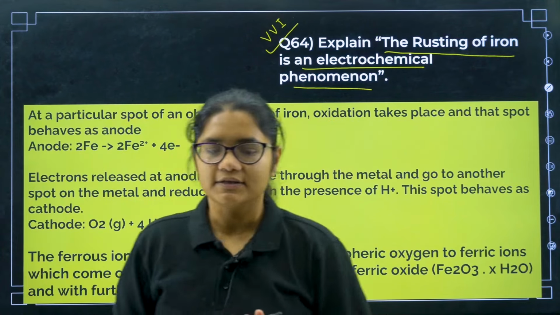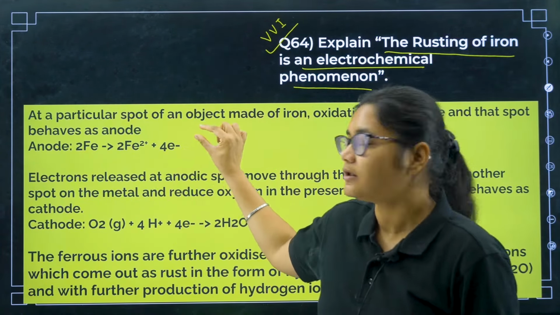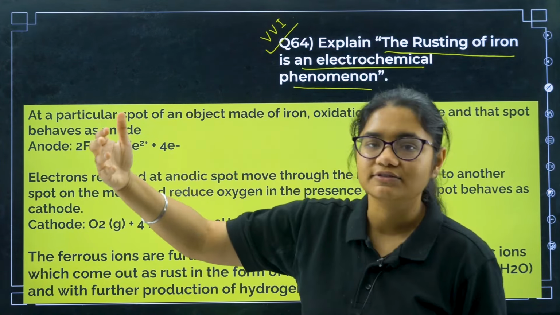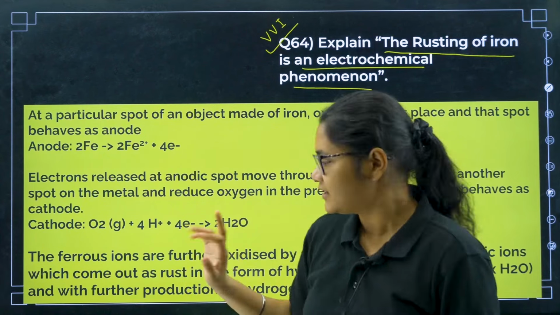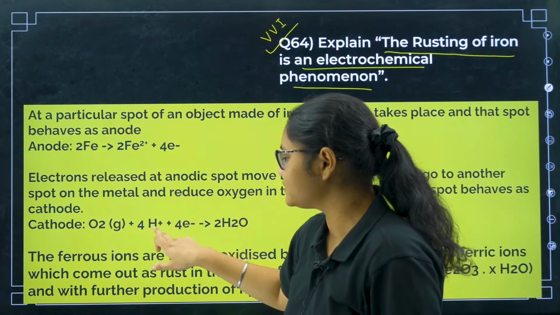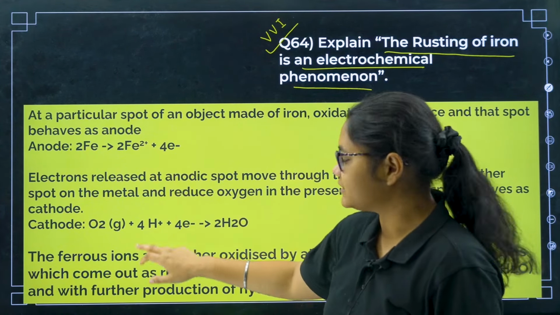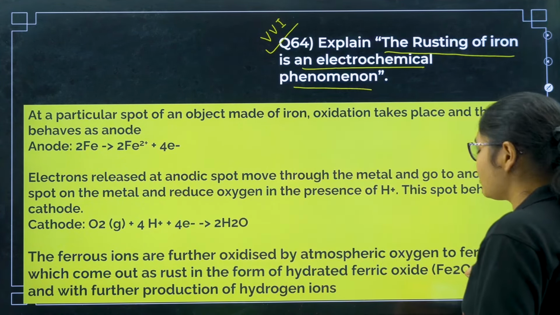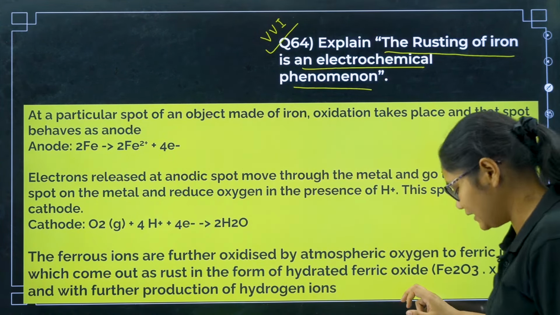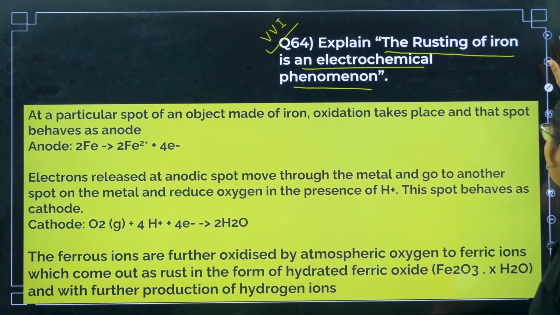Oxidation will take place. So Fe will lose electrons to give you Fe2+ and 4 electrons. Now these electrons will move to another spot of the metal where they will reduce oxygen in the presence of H+. So these 4 electrons reduce oxygen in the presence of H+ to give you water. Now this Fe2+ which is produced is further oxidized by atmospheric oxygen to ferric ions, which come out as rust in the form of hydrated ferric oxide. So that is the answer for this question.